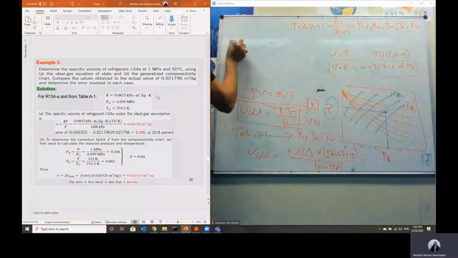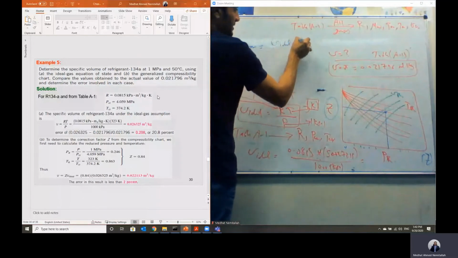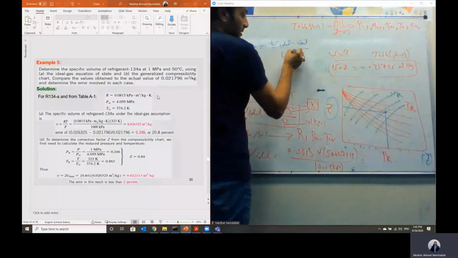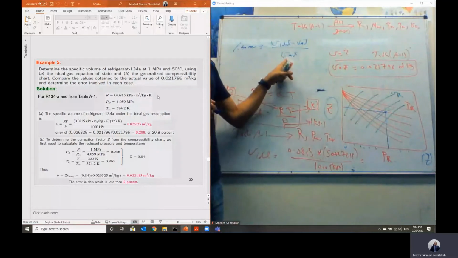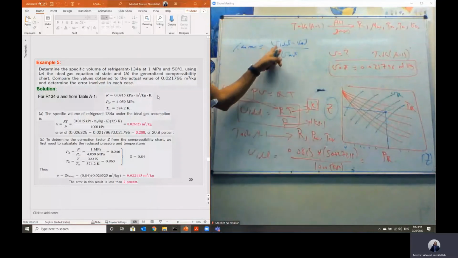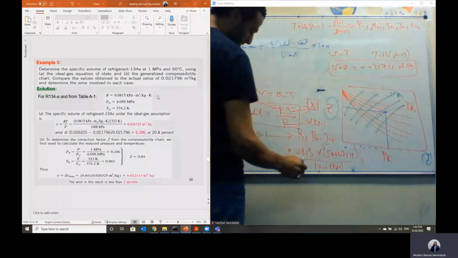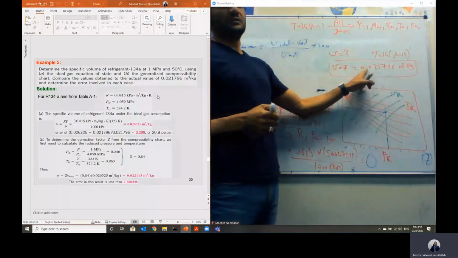Then the percentage error will equal the difference, V ideal minus V actual, and then we have to divide by V actual, not by V ideal. In this case, we calculate the error in reference to the actual value, not the ideal value. So it is V ideal minus V actual divided by V actual, multiplied by 100. V ideal is the value we should have calculated here, and this is the value of V actual.